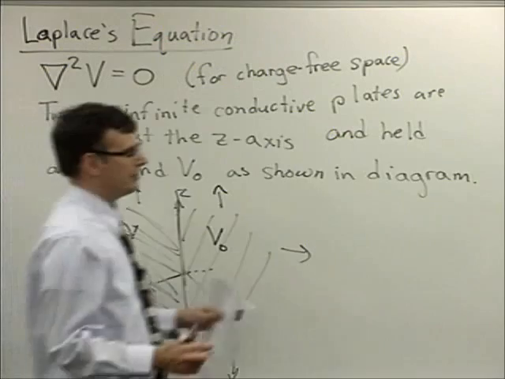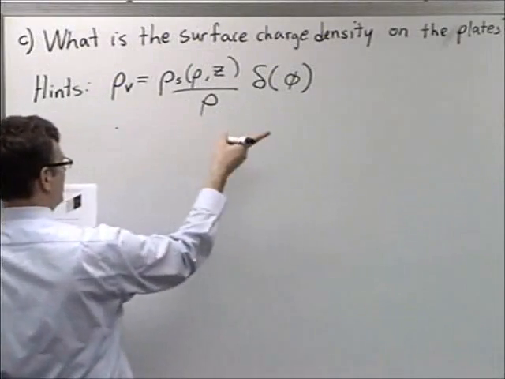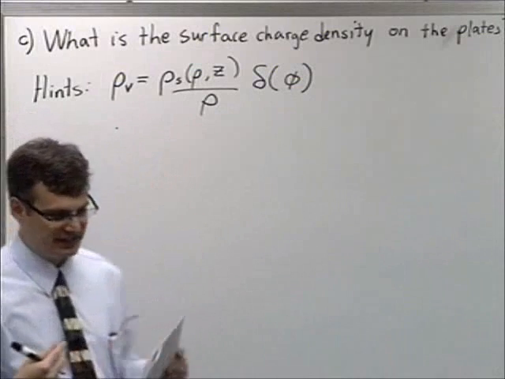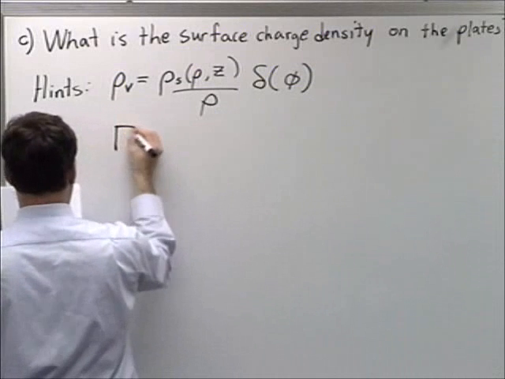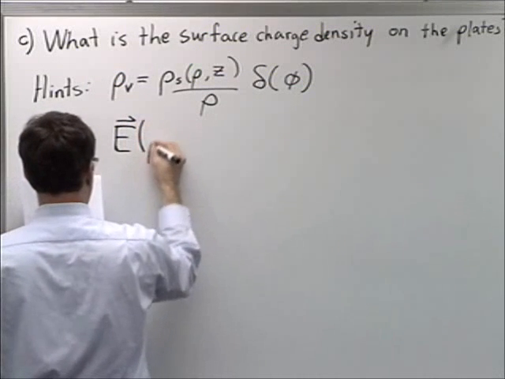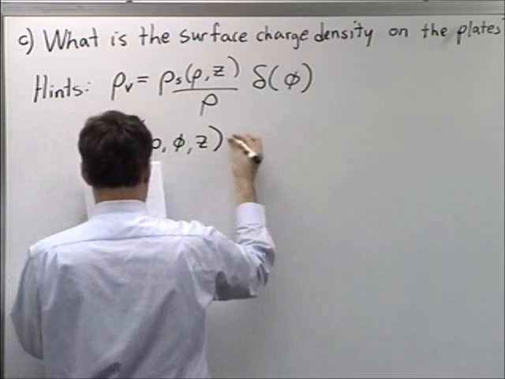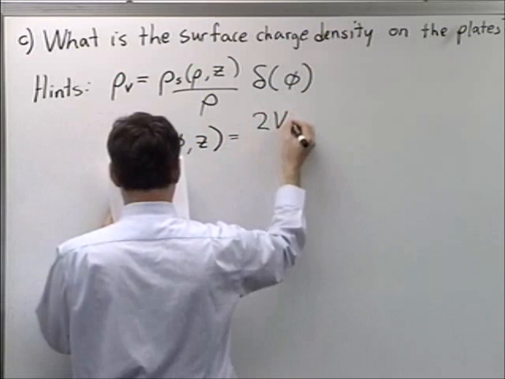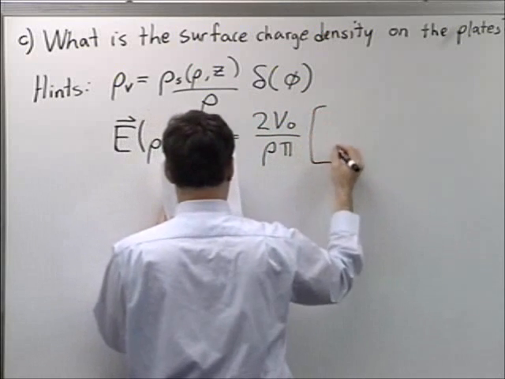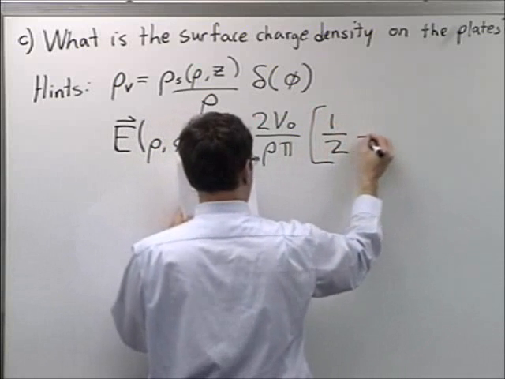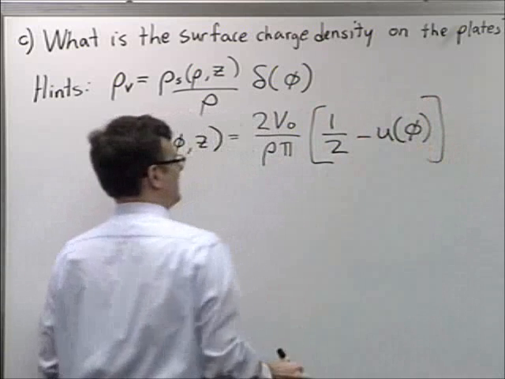The other hint that came along with this was actually in the first statement. I'll reiterate it over here. In addition to that piecewise solution for the electric field, I gave the following result as well. Electric field could also be written as 2V naught over rho pi times 1/2 minus the unit step function with respect to phi.